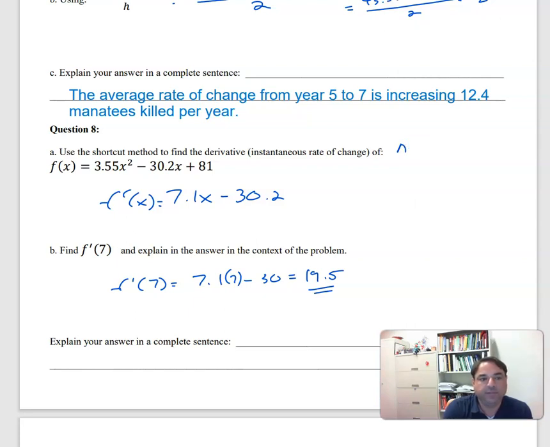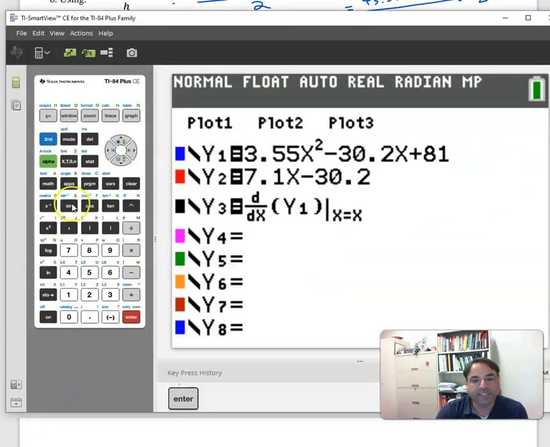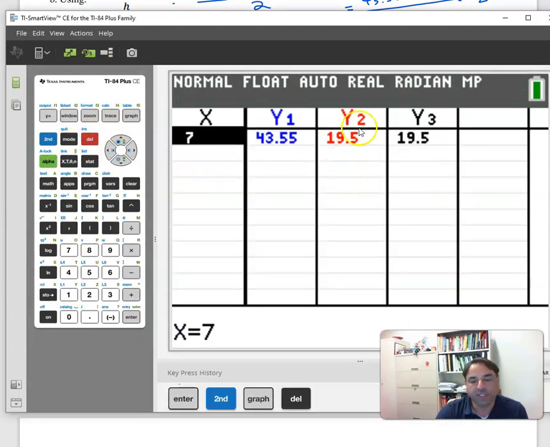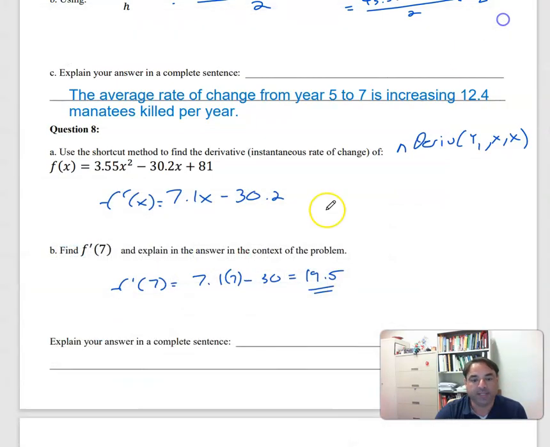If you have the other form of the calculator, yours says nDeriv, and it's waiting for y1 comma x, and you'll get the same result. But the idea is that when we go to the table, second graph, and plug in that 7, notice that y2 and y3 are the same. That means we've done it correctly.